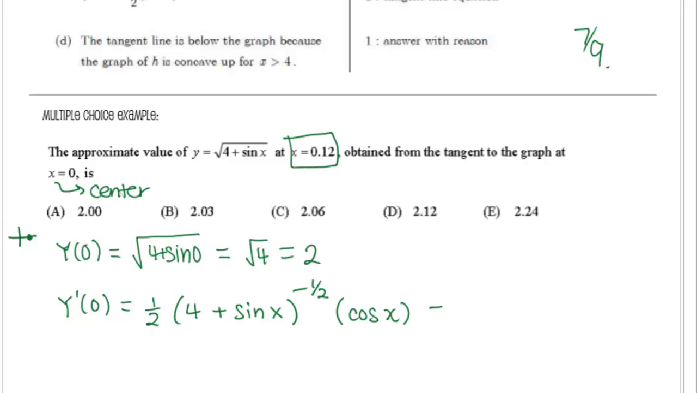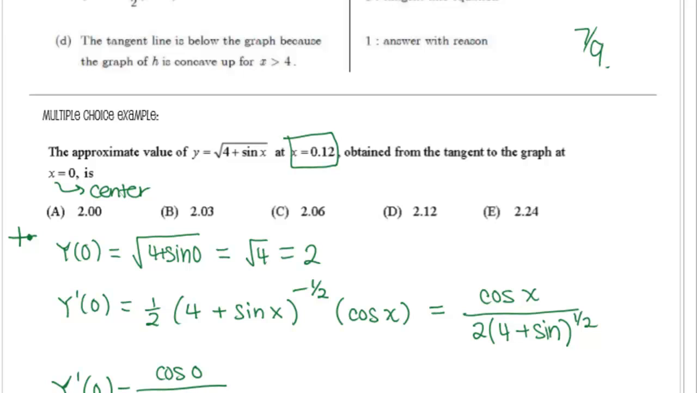I'm actually going to rewrite it so that I know how to evaluate properly. The cosine of x is the numerator, the denominator is everything else. The 2 is down there, and because the 4 plus sine of x has the negative power, it comes downstairs. So I'm going to find y prime of 0, which would be the cosine of 0 over 2 times, we already know that the sine of 0 was 0, and we know that part right here. So the cosine of 0 is 1, and we get 1/4.